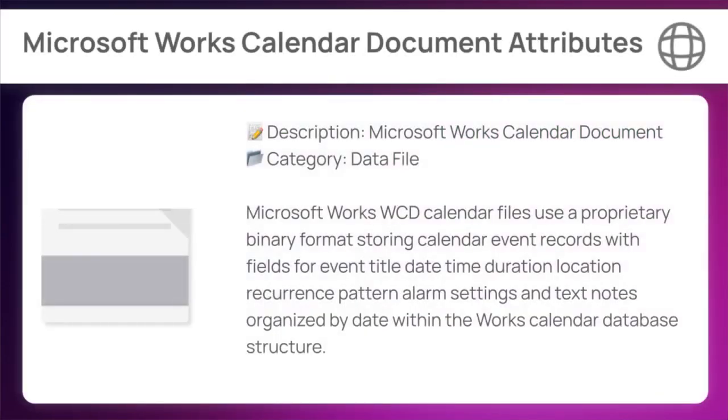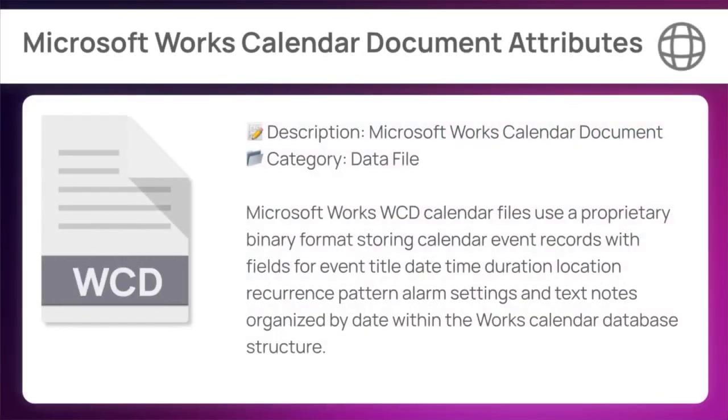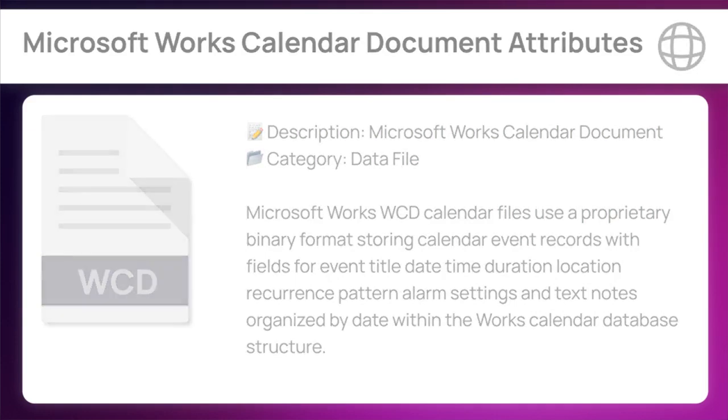Microsoft Works WCD calendar files use a proprietary binary format, storing calendar event records with fields for event title, date, time, duration, location, recurrence pattern, alarm settings, and text notes, organized by date within the Works calendar database structure.